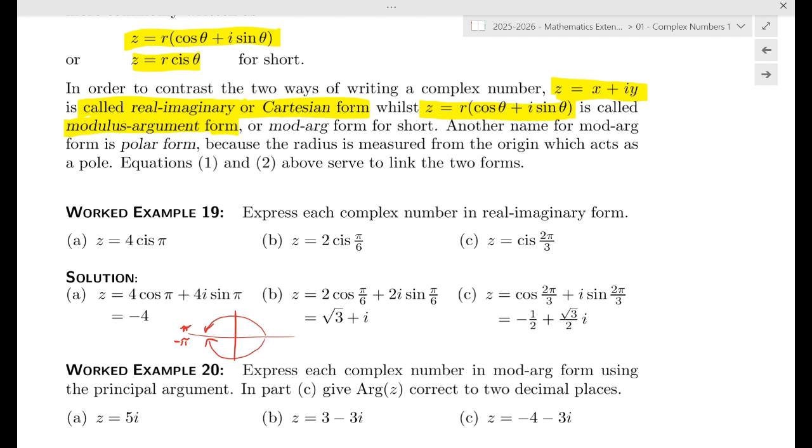Wait, did you say it was 3 on root 2? Yep. Oh, no. Root 2. So you'll notice with some of these, the argument is easy to find. You look at it and you go, I know what the argument's going to be. So when you had the 3 and the 3 in there, you kind of knew that it was going to be 45 degrees or pi on 4. You just had to know which quadrant.